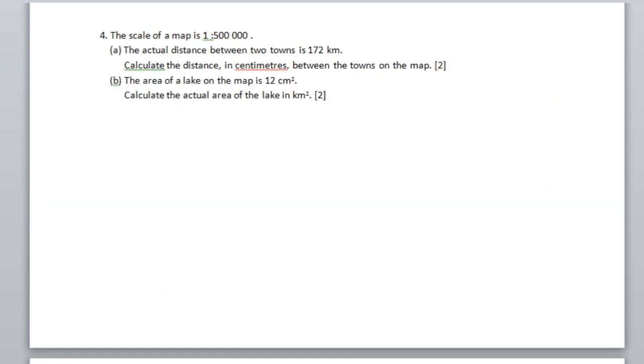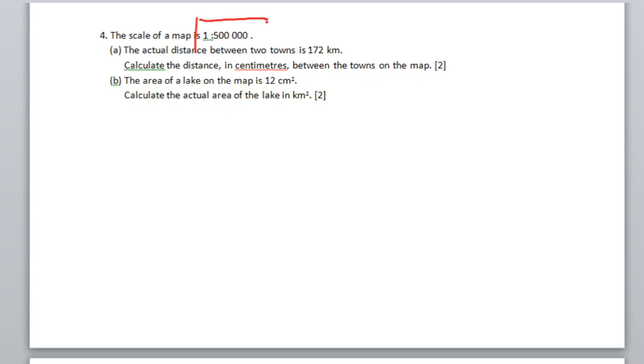Question number 4. The scale of a map is 1:500,000. The actual distance between two towns is 172 kilometers. Calculate the distance in centimeters between the towns. So we're given the actual distance in kilometers. We need the distance on the map in centimeters.